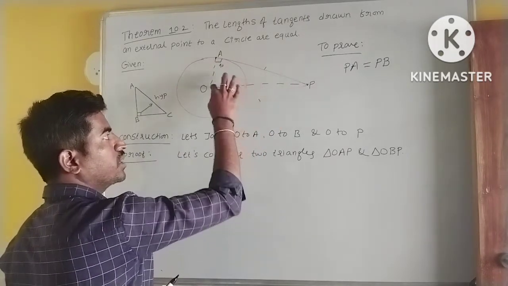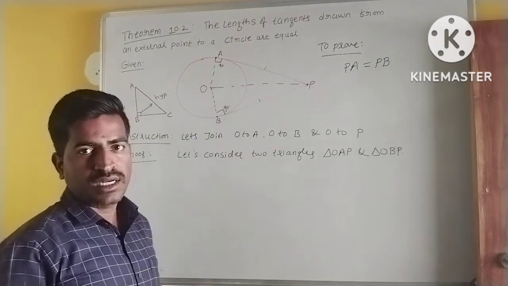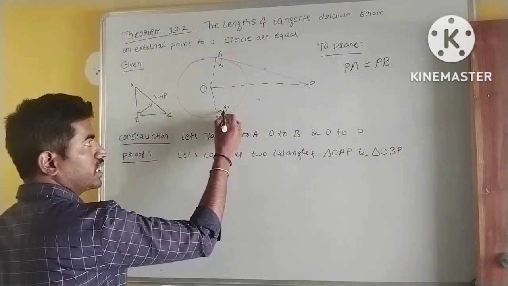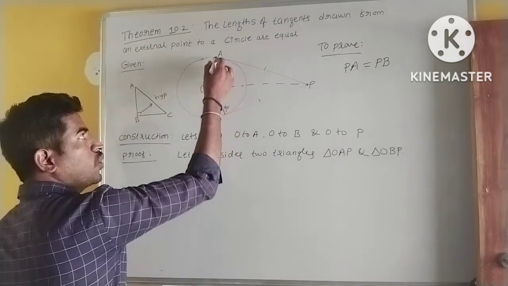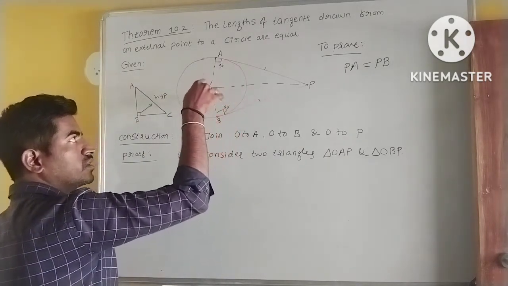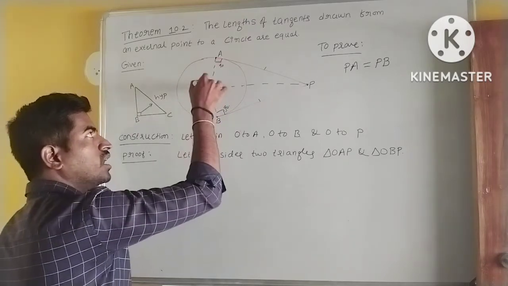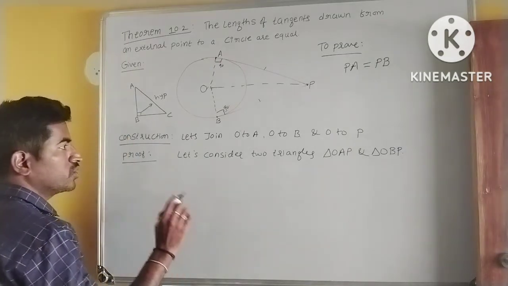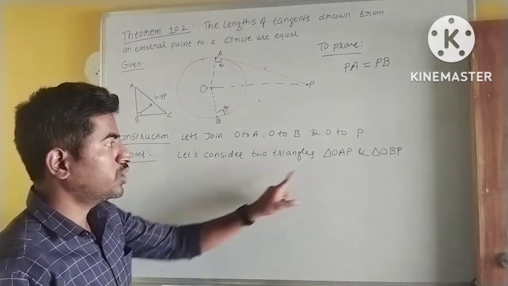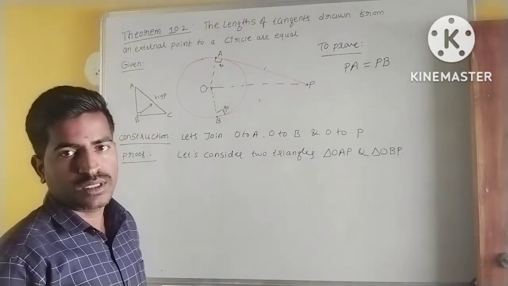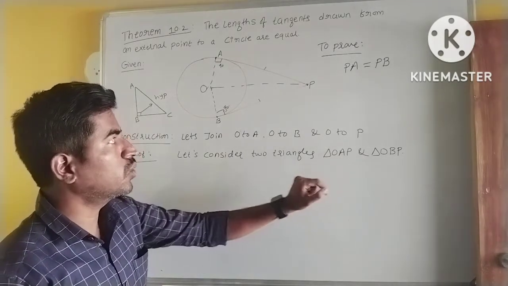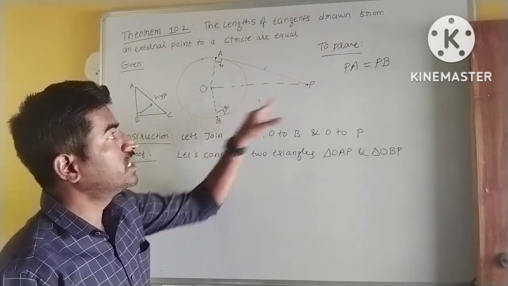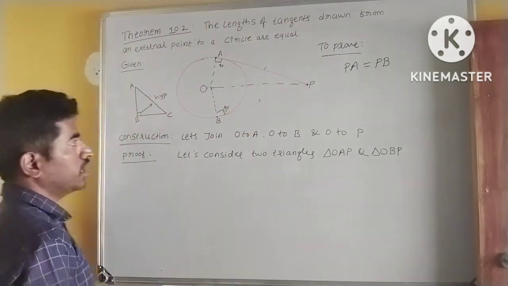Okay, in OAP and OBP, OP is a common side and that becomes the hypotenuse in this case, right? So 90 degree, hypotenuse, and one side is equal because OA and OB are the radii of the circle, right? So by using RHS we will try to prove that these two are congruent. If these two are congruent, then by using CPCT we can write PA is equal to PB. That is what we needed to prove, right?